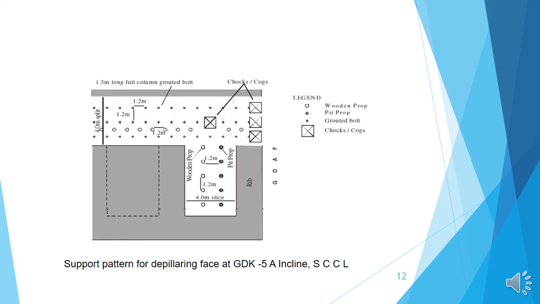This is the support pattern for the depillaring face. You can clearly see that in the center there is a chock support, and in the goaf edges 3 sets of wooden cogs are placed, and in the gallery 1.2 meter grouted bolts are placed, and in the slice wooden props are given at 1.2 meter interval.